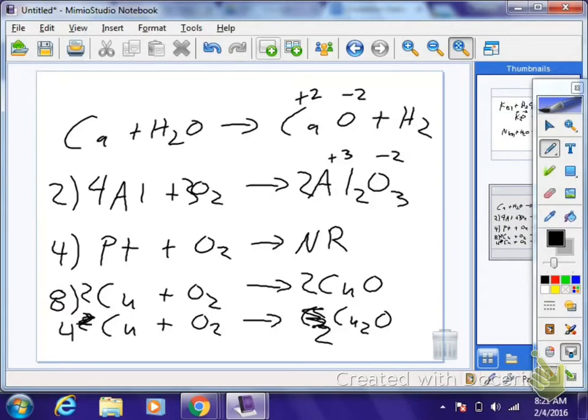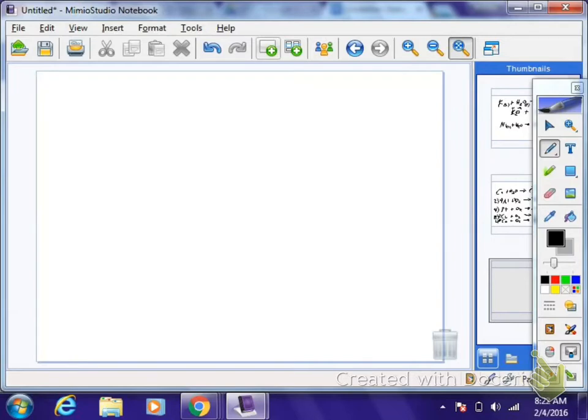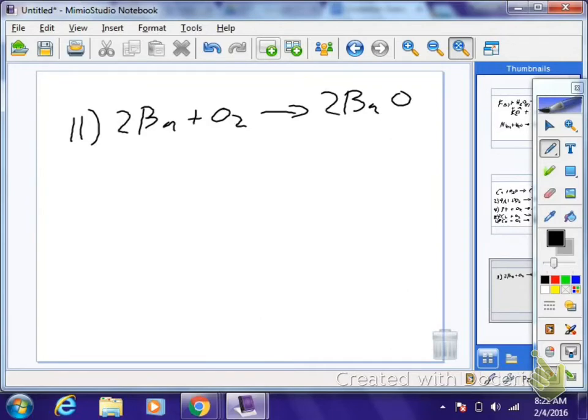Right. BaO, another one, real similar. So that's number 11, and that would be Ba plus O2, and that gives you BaO, and then your answers would be 2's in front. Okay. Questions, comments?